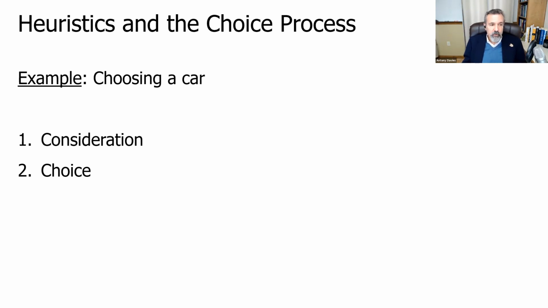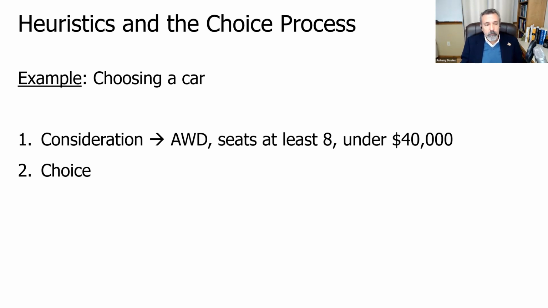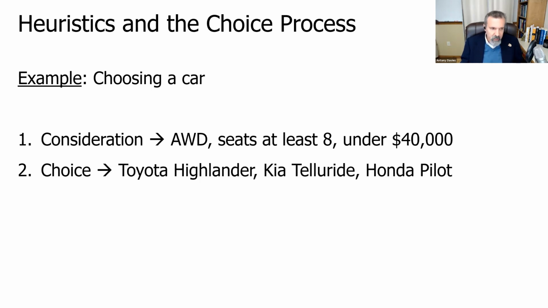So choosing a college is one example. Choosing a car, right? So you might do something like say, look, I want all-wheel drive. I've got to seat at least 8, and it's got to be under $40,000. Okay, you just knocked the set of thousands of cars down to something manageable. Within that manageable set, you can now think carefully about the attributes of the Highlander, the Telluride, the Pilot, and weigh these things.